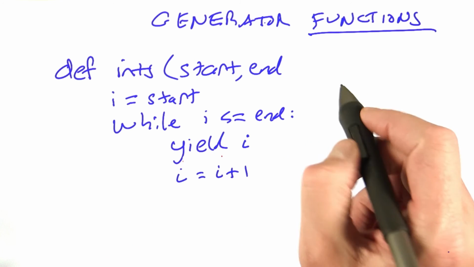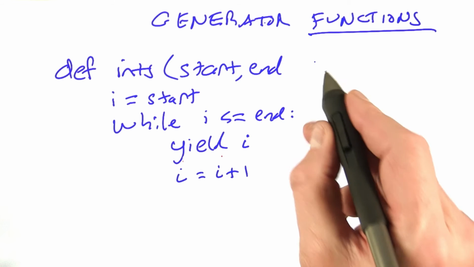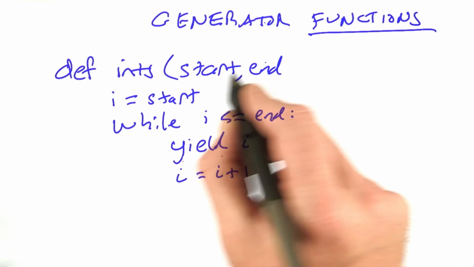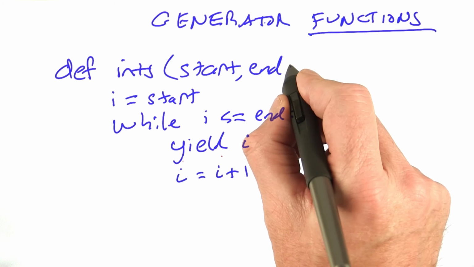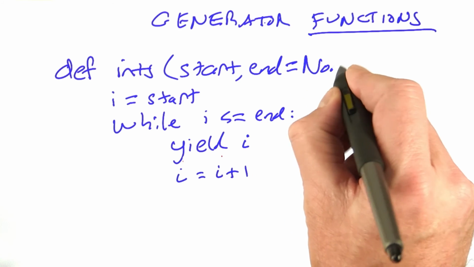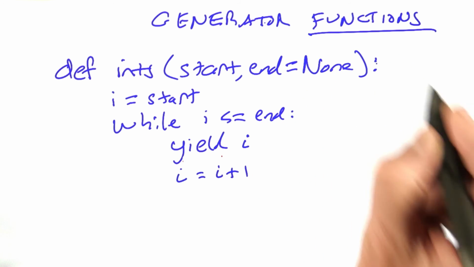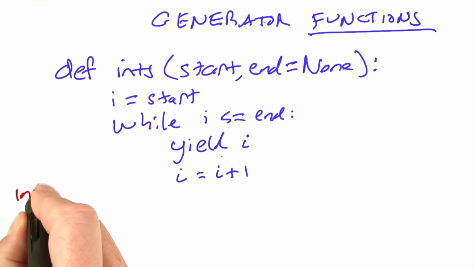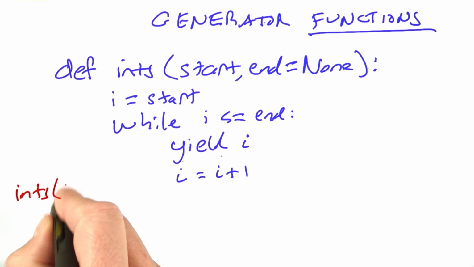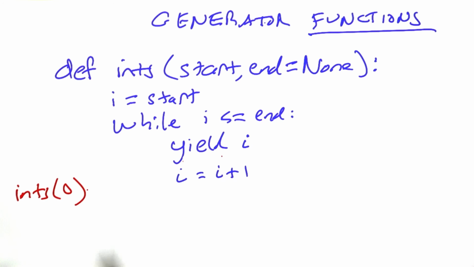And another great thing about generator functions is it allows us to deal with infinite sequences. Let's say we wanted to allow the possibility of an open-ended interval of integers, and we'll make end be an optional argument, which can be None. And the idea is that if we have a call, say ints starting at 0, but I don't give it an end, then that means all the non-negative integers, 0, 1, 2, 3, going on forever and never stopping.